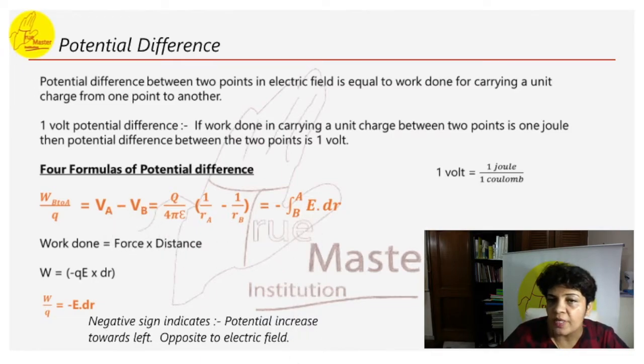Work done is also equal to force into distance. The formula for force is charge into electric field, and the distance can be written as dr. Therefore, we can bring this Q down here. So which part have we derived? Work by charge. This formula is derived from here: E dot dr, that is electric field into the distance from point A to B. And this negative sign indicates that this is opposite to the electric field. The potential increases towards the left, opposite to the electric field. Okay, moving on.